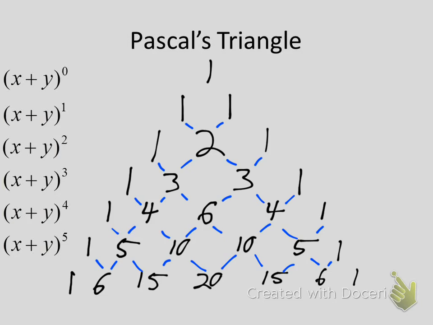You add from above. Okay, so your 7th power, that's how I got it. You take 1 plus 6. You start with a 1. You take 1 plus 6, that's 7. 6 plus 15 is 21. 15 plus 20 is 35. 20 plus 15 is 35. 15 plus 6, and then 6 plus 1, and then put another 1 at the end. Okay? If you don't have your calculator, that's what you get to do.